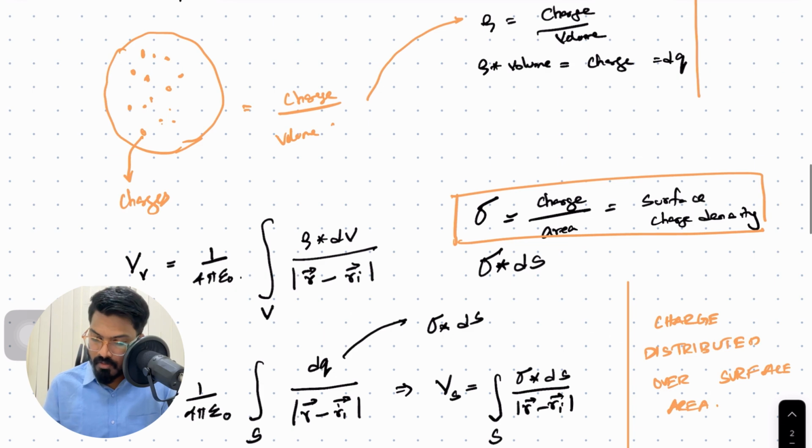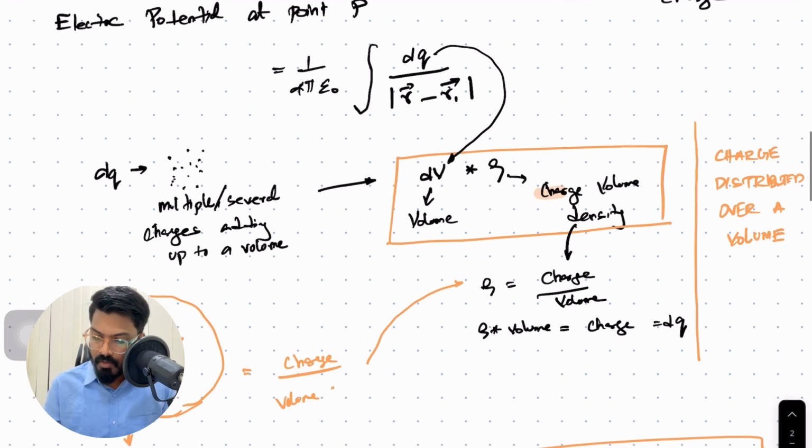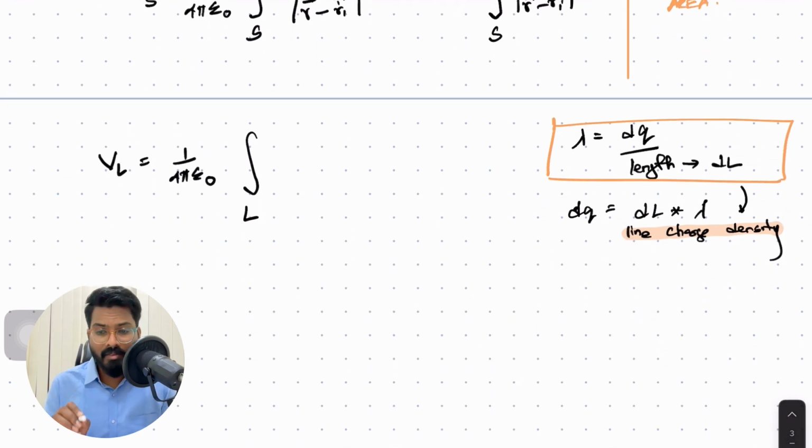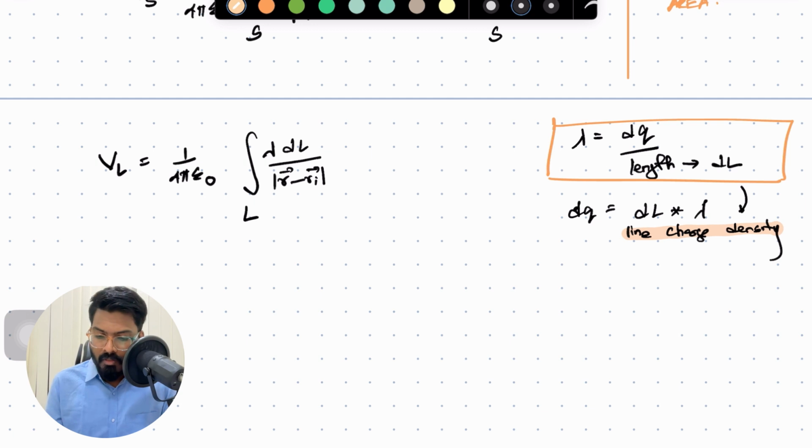Now we have three kinds of density: line charge density, surface charge density, and volume charge density. Now let's go back to our formula. If we substitute that, it becomes lambda dl divided by r vector minus ri vector. So this is the charge distribution over a line.